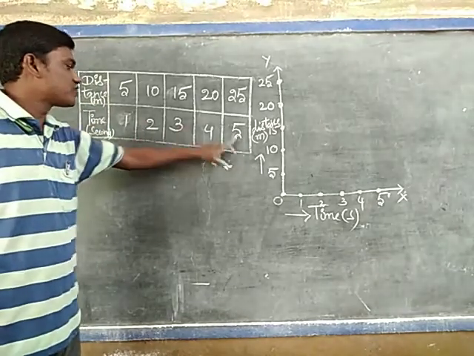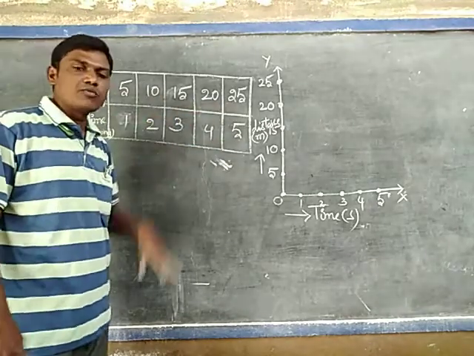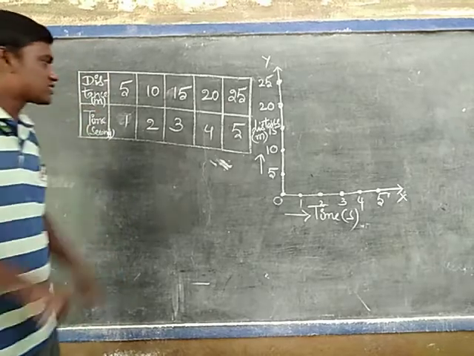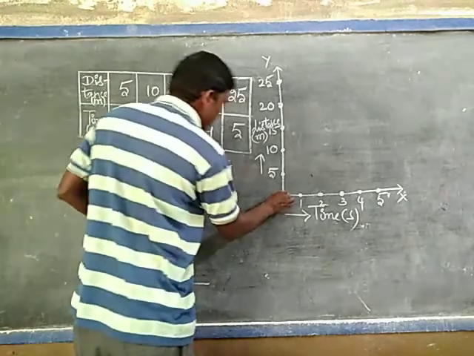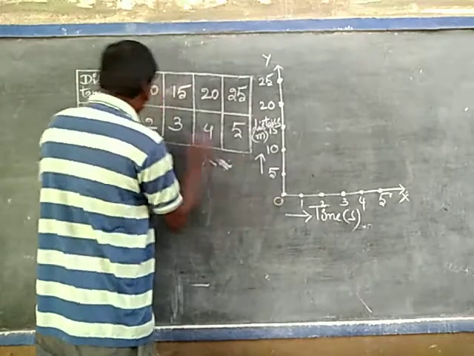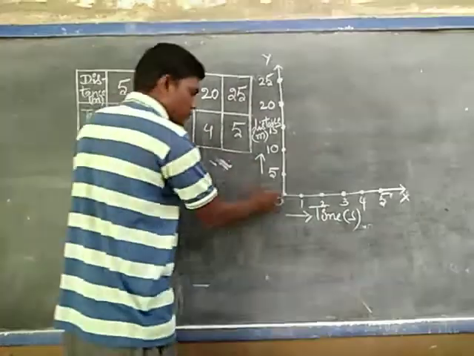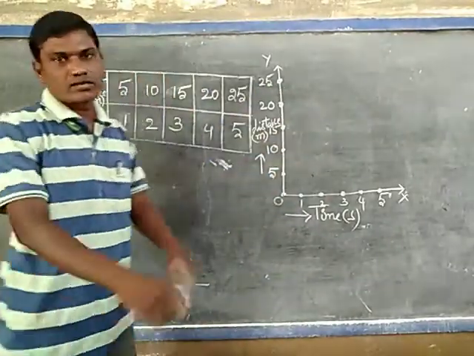From 1 second to the 5th second the body will be covered. How much is 125 meters in 5 seconds. So when the time is 0, what is the distance traveled by the body? 0, because the body is ready to start.